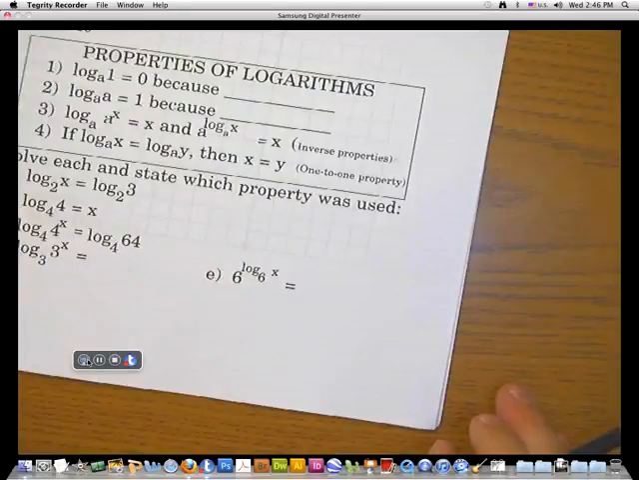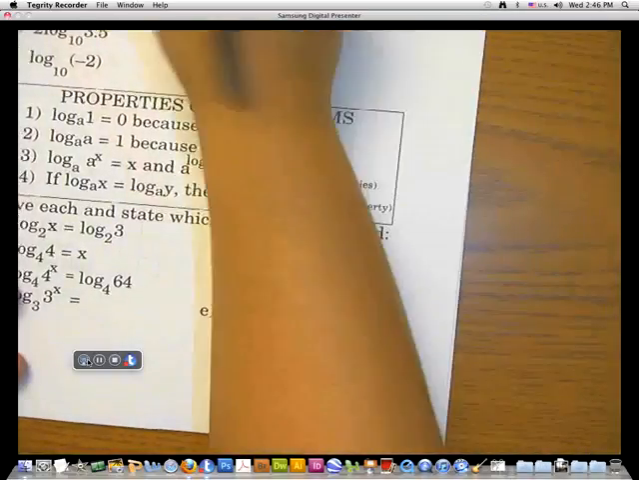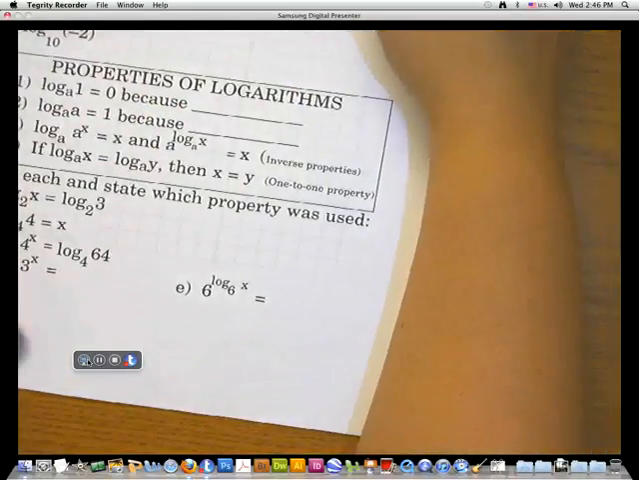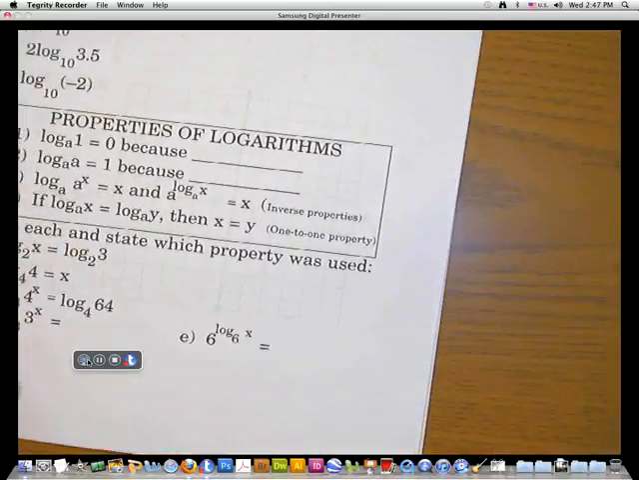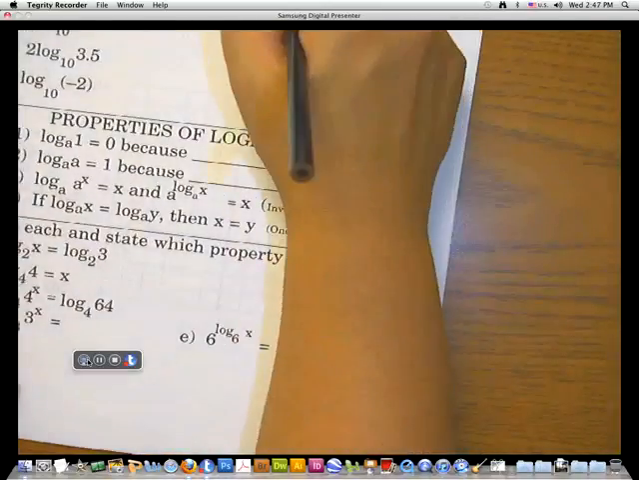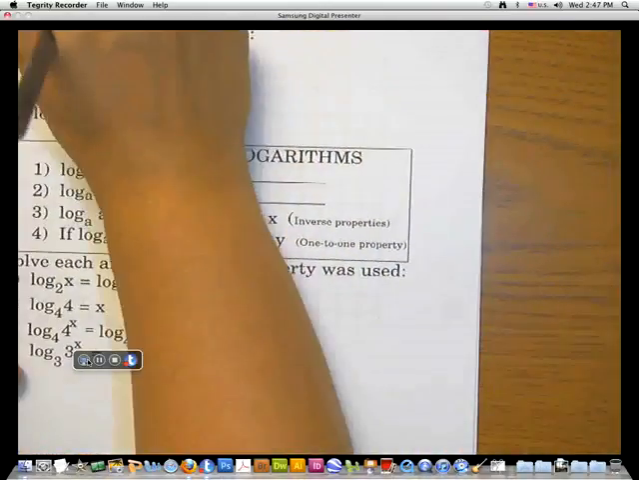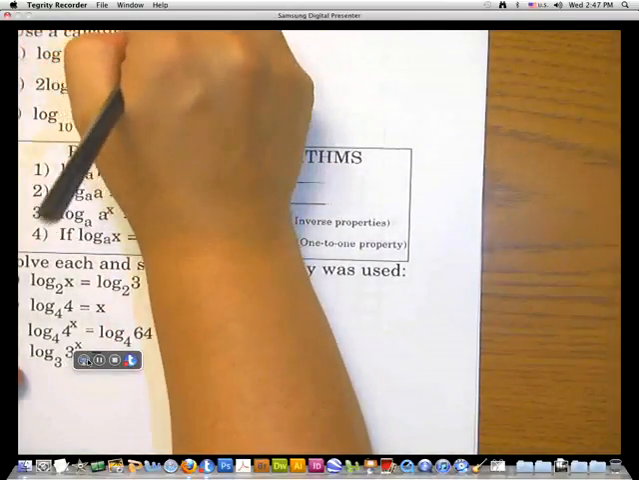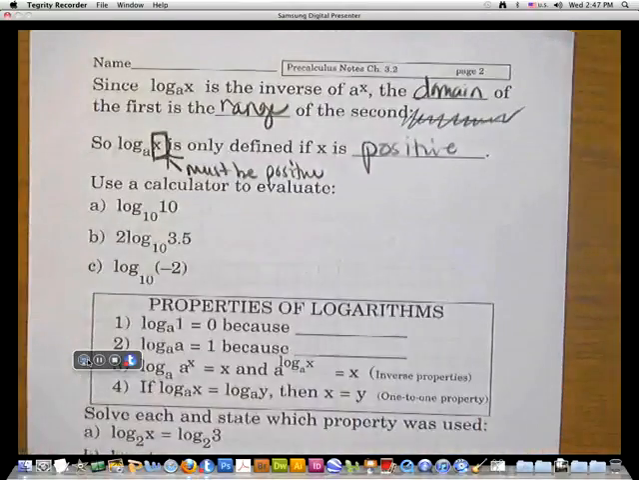All right, on page 2, since log base a of x is the inverse of a to the x, the domain of the first is the range of the second. So log base a of x is only defined if x is positive. That is a key part. This must be positive. It cannot be anything else. It must be positive.